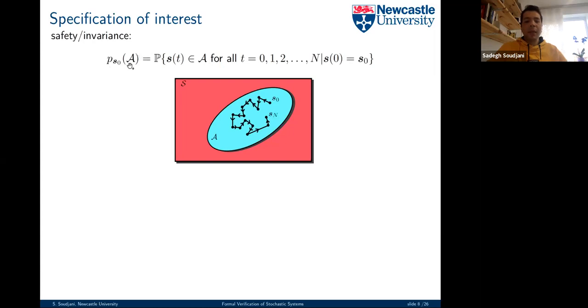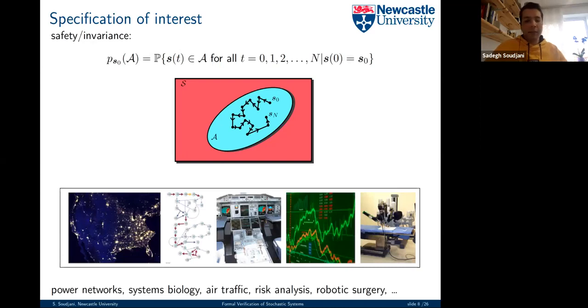This probability is a function of the initial state. It also depends on the safe set A here. And it has applications in many domains, for example power networks, if you don't want to have blackouts, so it's more like a safety specification. It also applies in systems biology, air traffic management, risk analysis, robotic surgery, and so on. In all of these application domains, we require safety of the system, and safety means we want to keep the states of the system within some safe range.